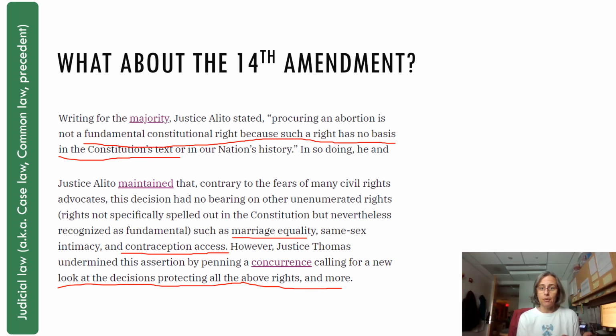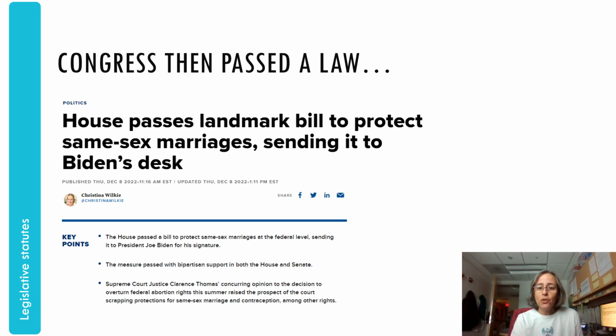And so that got people really concerned, because these are rights that many people cherish and think we should continue to have as Americans: the right to interracial marriage, same-sex marriage, and the right to birth control, which also was illegal in many states before the Supreme Court said it had to be legal. And so then Congress, so now we're coming back to legislative statutes, right, passed a bill to protect same-sex marriages.